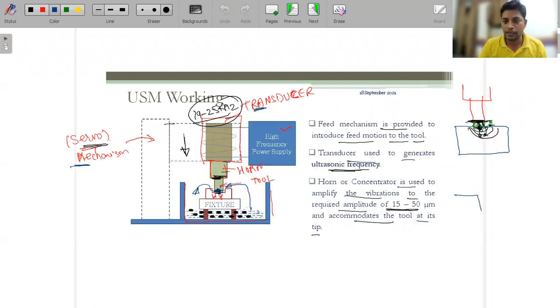For example, if this kind of shape is formed and this is the tool, and these are the abrasive particles, when these abrasive particles flow along with the slurry, this shape is formed like this. We are just assuming that these abrasive particles are moving in this direction along with the slurry, so they will remove some amount of material from here as well as from here, but that is negligible.